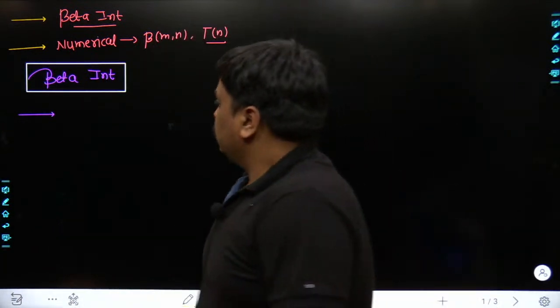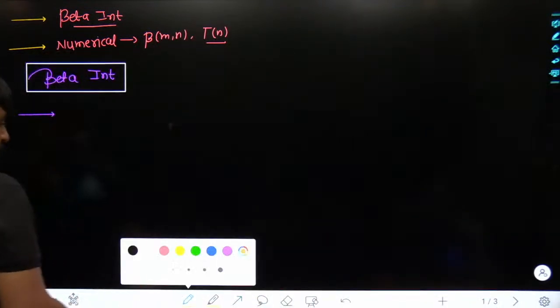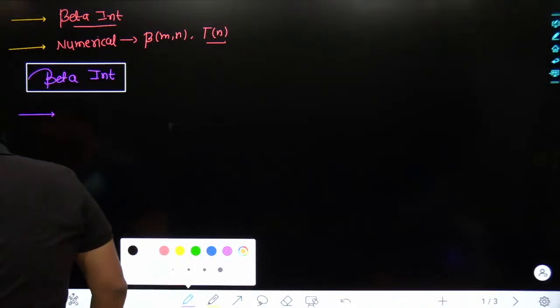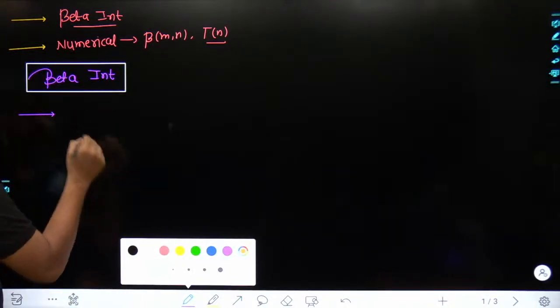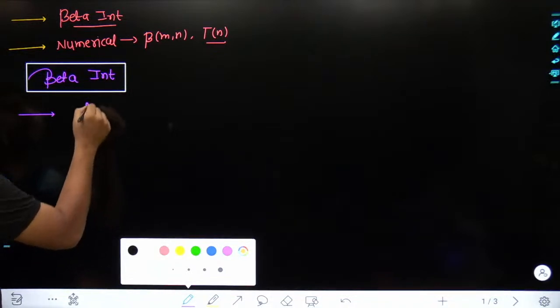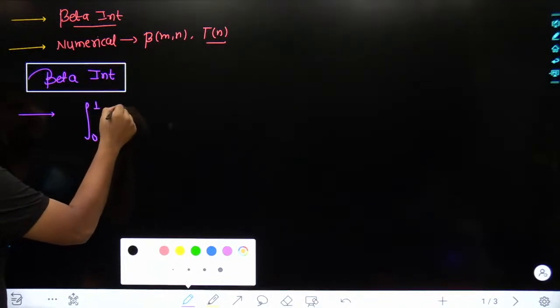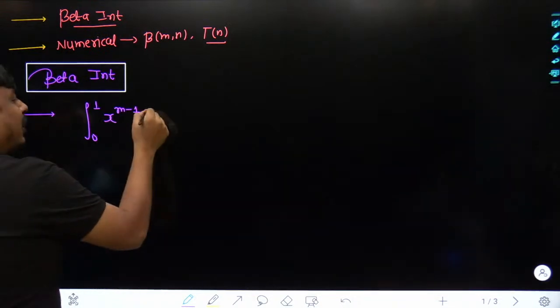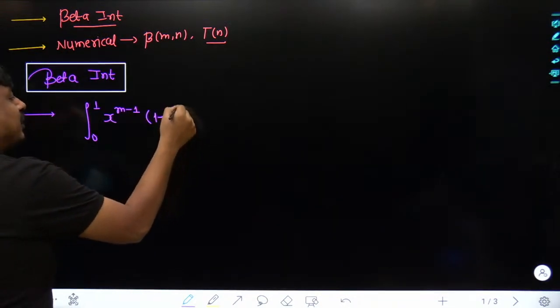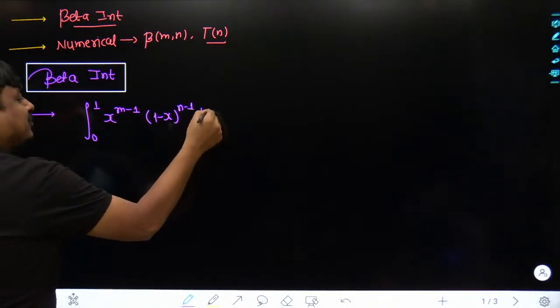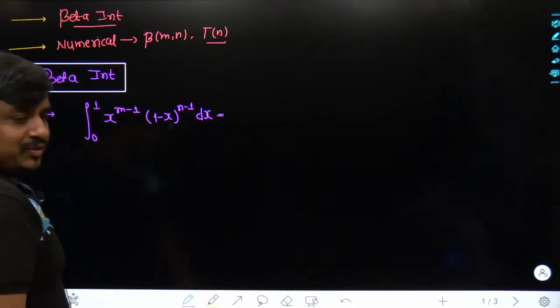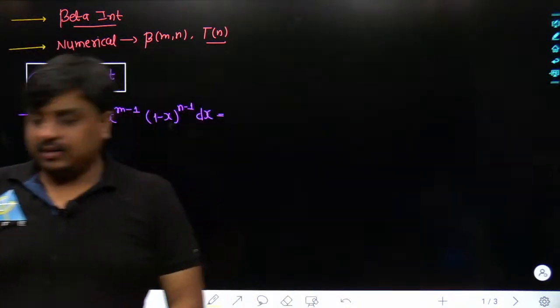Okay. So how does the beta integration look? The beta integration is the integral from 0 to 1 of x raised to m minus 1, times (1 minus x) raised to n minus 1, and the integration is taken over x. So obviously dx would come over here.